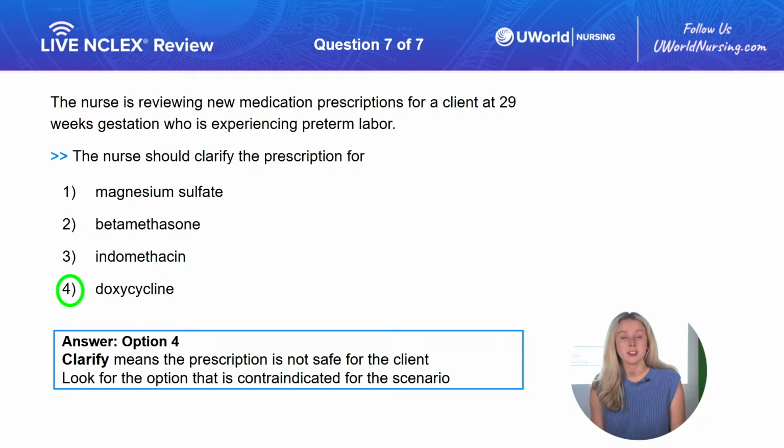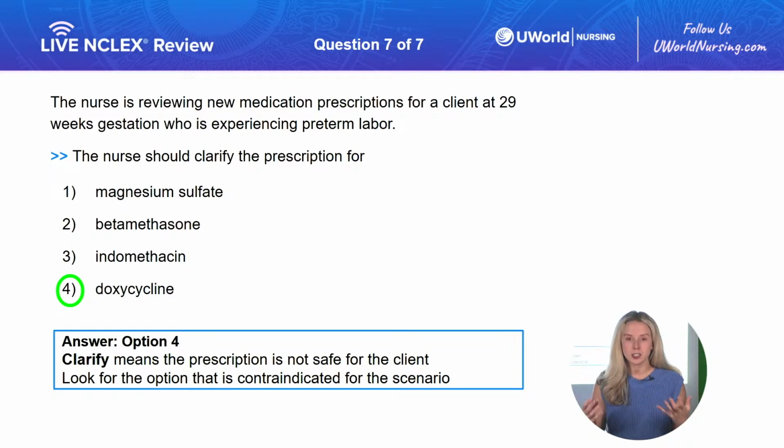Lastly, we have indomethacin. Now, this is an NSAID. It helps to prevent prostaglandin production, which helps to relax the smooth muscle of that uterus. Again, cease contraction activity. We want to keep this client pregnant as long as we can. It's indicated for preterm labor, and it's safe for use under 32 weeks of gestation.